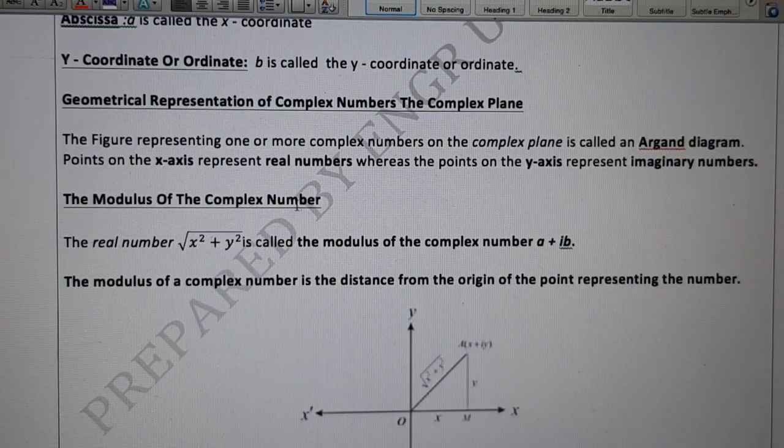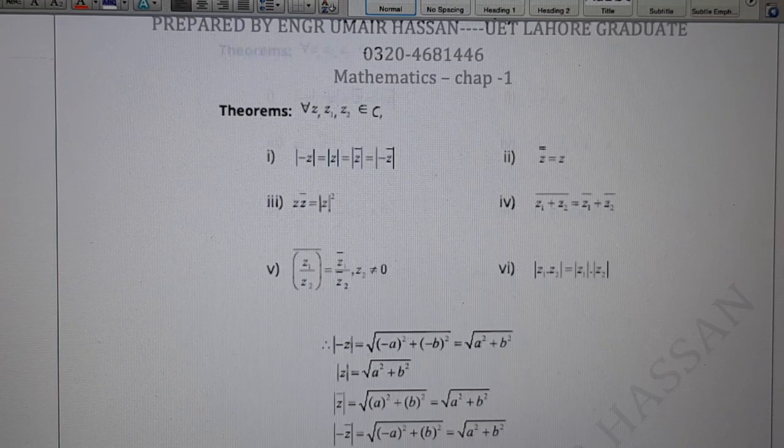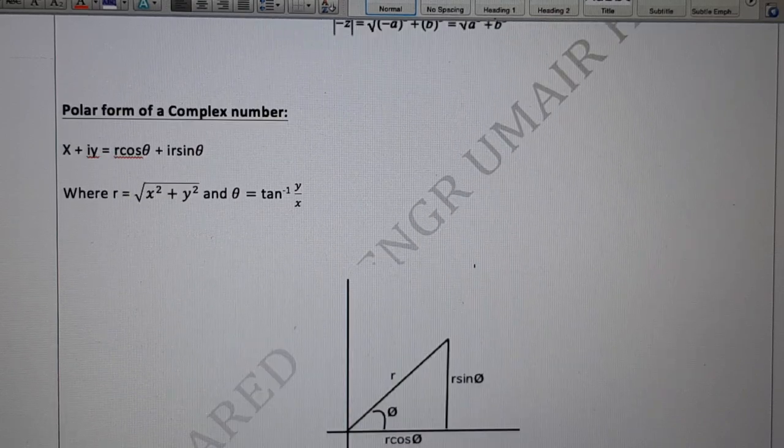Then the concept of modulus of a complex number, the concept of abscissa, the concept of ordinate, geometrical representation of a complex number, and what is an Argand diagram. The imaginary axis, basically the y-axis in an Argand diagram, represents imaginary numbers. Then we have theorems on complex numbers and what is the polar form of a complex number.